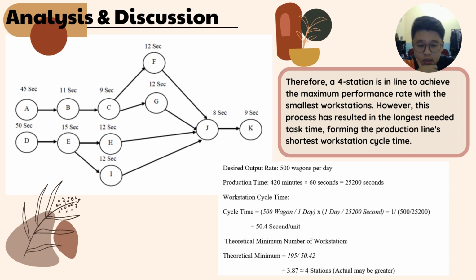The desired product output rate is 500 wagons per day. By calculating the production time, we can get the workstation cycle time, which is equal to 50.4 seconds per unit. By using this workstation cycle time, we can get the theoretical minimum, which is equal to 4. Therefore, four stations are in line to achieve the maximum performance rate within the smallest workstation. However, this process has resulted in the longest needed task time for forming the production line's shortest workstation cycle time.